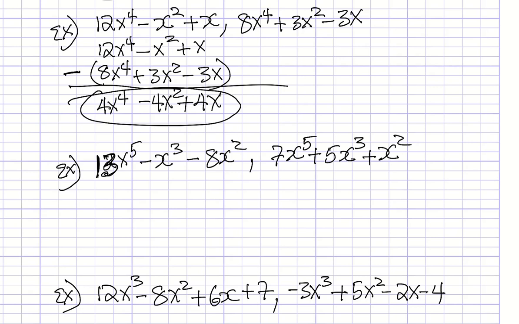So anyway, I think we did it right, so let's move on to the next one. We'll keep moving on. Like I said, addition and subtraction are almost similar. So we do that one. We'll say 13x^5 minus x^3 minus 8x^2, subtract 7x^5 plus 5x^3 plus x^2.